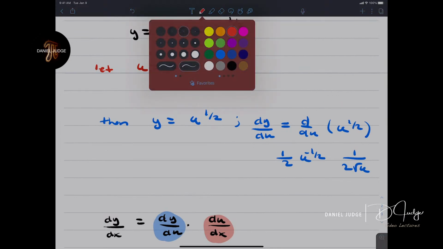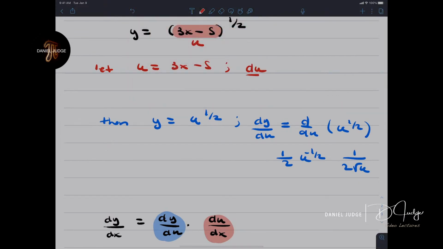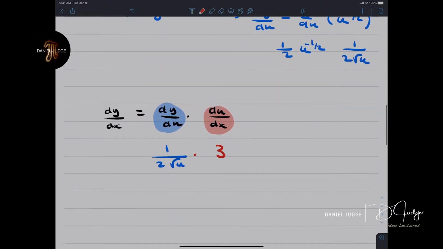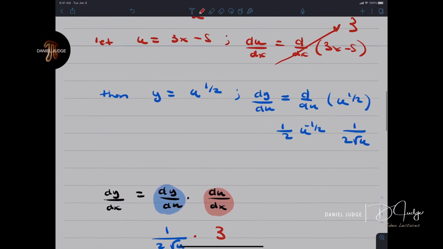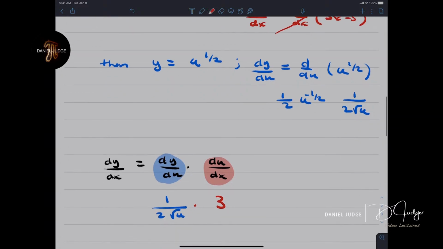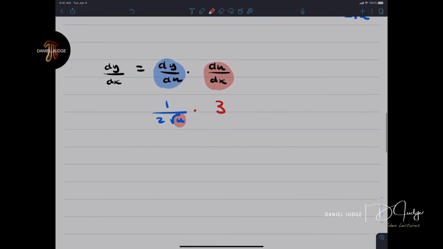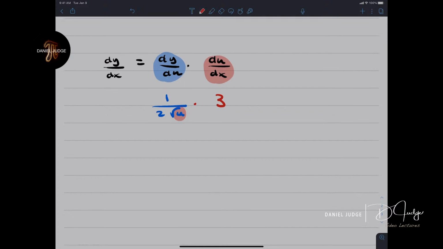du dx. d dx of 3x minus 5, and this derivative is 3. So I replace this with 3. So don't forget what u is again. U is 3x minus 5. That goes down here. Okay, 3x minus 5 down there. So we're going to replace that u with 3x minus 5.